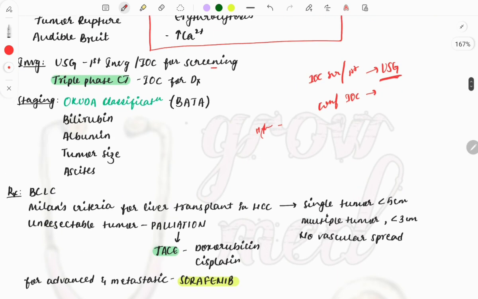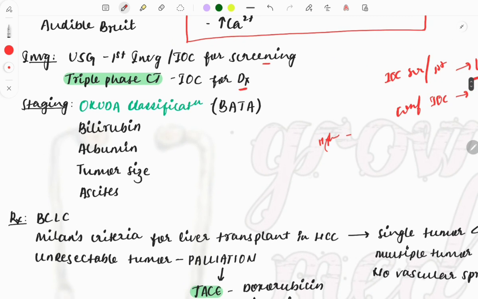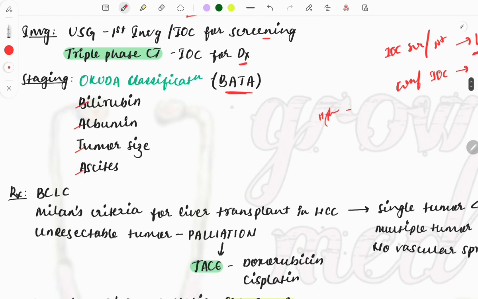Then triple phase CT is the investigation of choice for the diagnosis. Okay. Then for staging, you will be using the Okuda classification, and the things you will be looking at are bilirubin levels, albumin, tumor size, and ascites, remembered by the mnemonic PATA: bilirubin, albumin, tumor size, and ascites. So this is the Okuda classification used for staging.